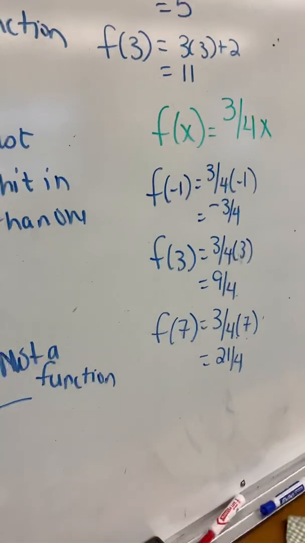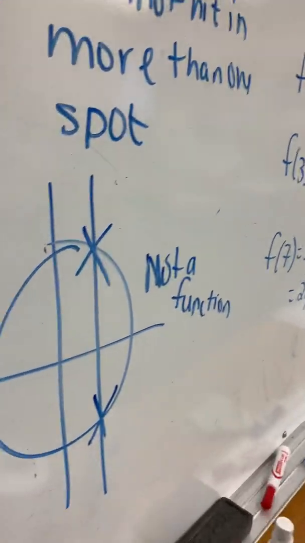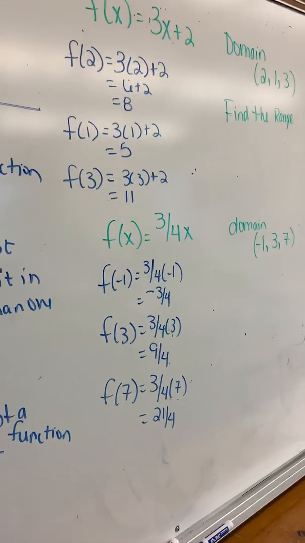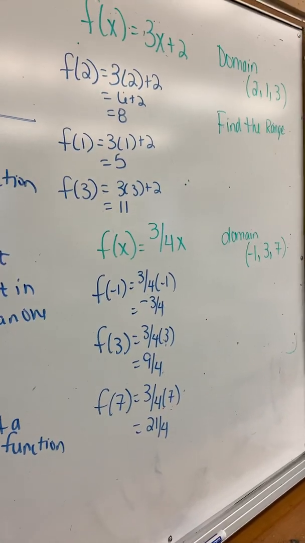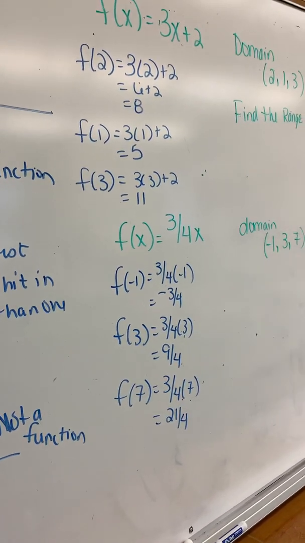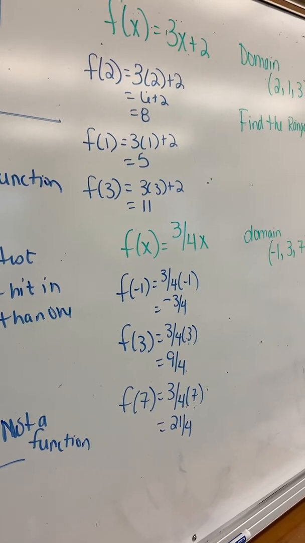Leave them as fractions. Don't decimal them. Okay, leave it all as a fraction. No decimals when you are doing these. So pretty simple. Those are your ranges. What I did there to plug those x values in, to input those x values in, finds me the output of the range.